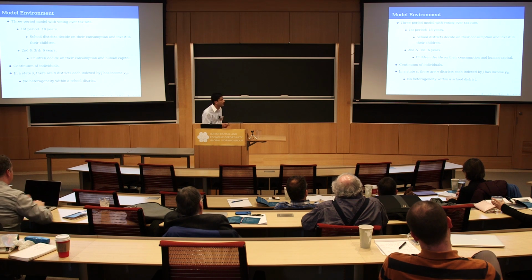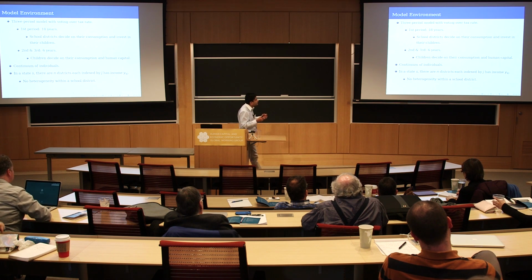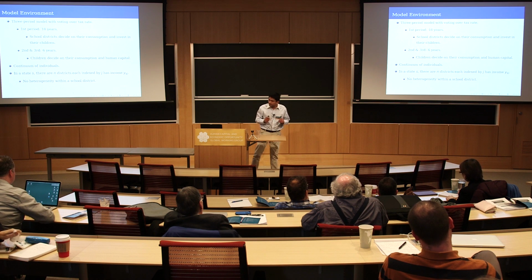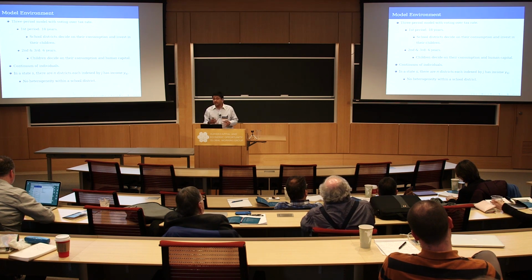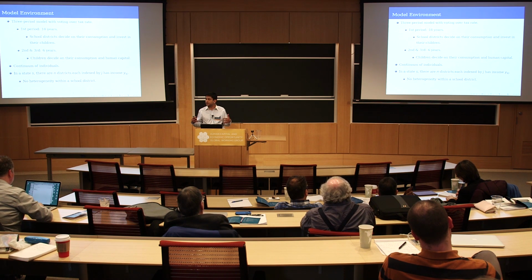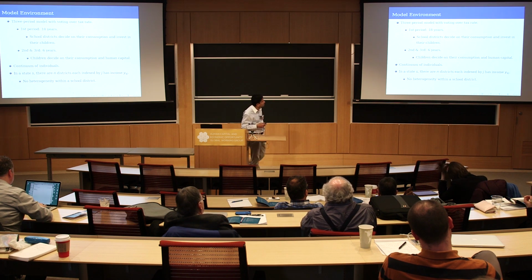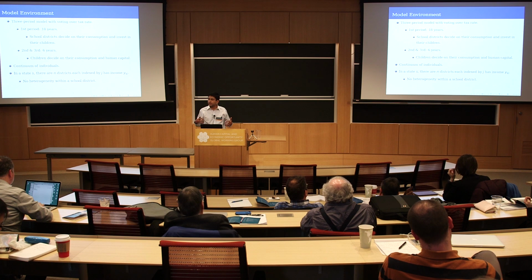We will. So there's a continuum of individuals. In a state S, there are going to be N districts, each indexed by J, and each having an income of Y_SJ. So we're going to think about a representative individual in a school district. So there's going to be no heterogeneity within a school district. Okay? There's going to be heterogeneity across school districts within the state, and you're going to see how the model plays out. There's going to be 15,000 school districts, so we're going to model all of them in terms of their choices and then take them to the data, state by state.